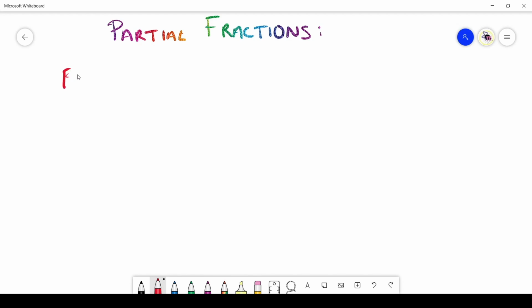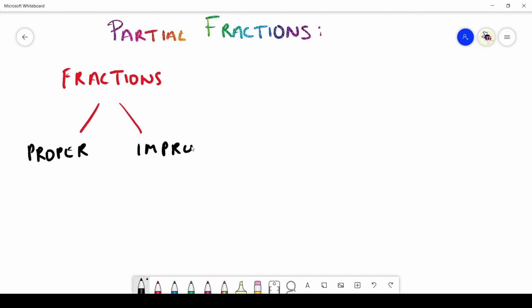So once upon a time, if you guys can remember, when you started learning about fractions, probably in Standard 4, Standard 5, I think, you would have learned that there are essentially two main types of fractions, right? One is called proper fractions, and the other is called improper. Okay, so we have proper fractions and improper fractions, okay?